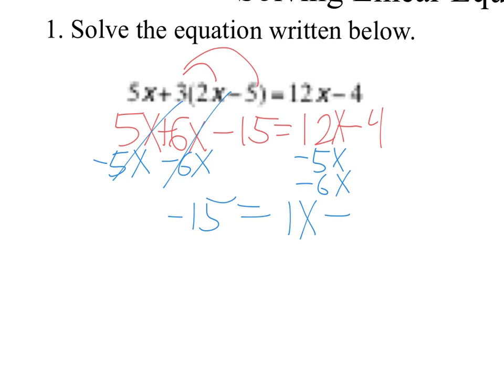Hey, that's good news. Minus 4. Add 4 to both sides. I get negative 11 is equal to 1x, and bada bing, we are done.